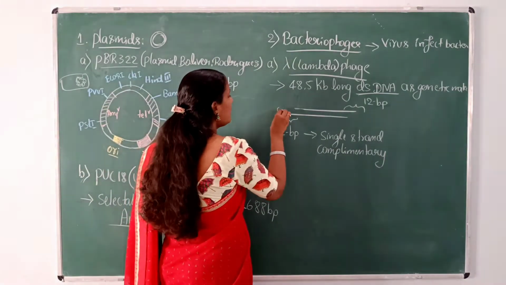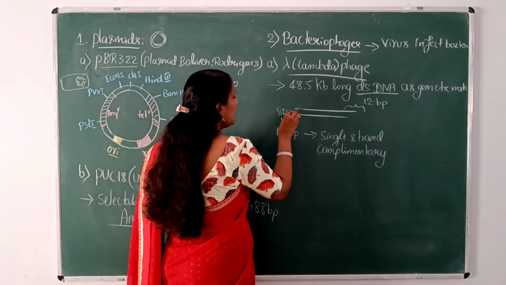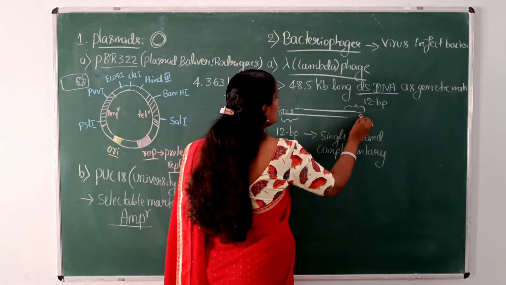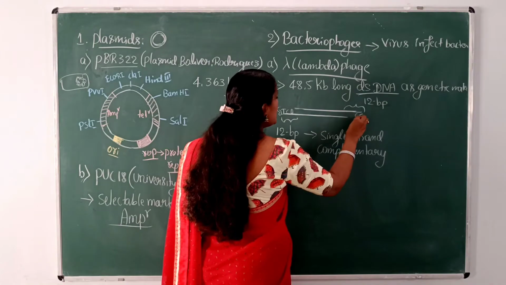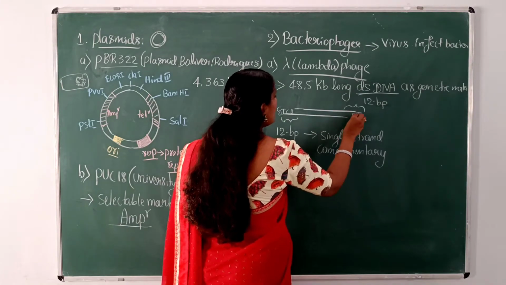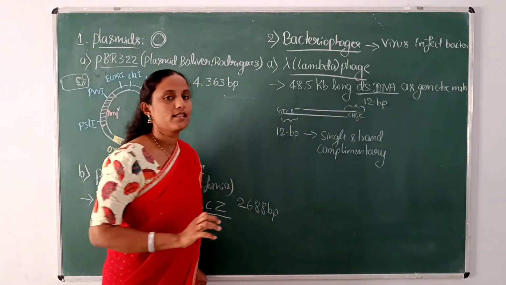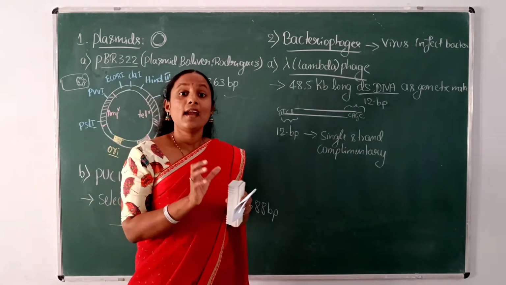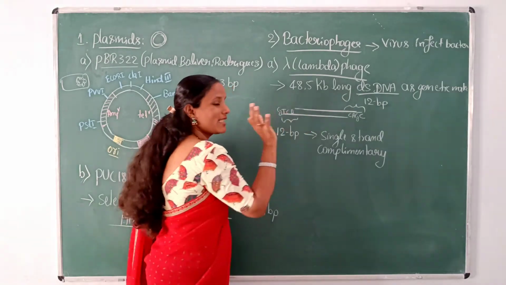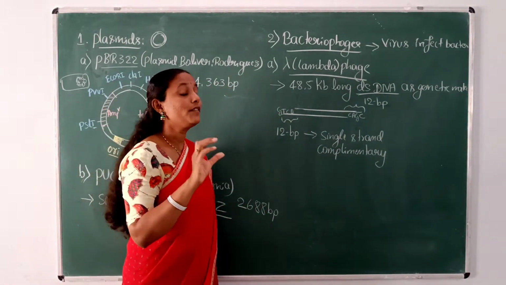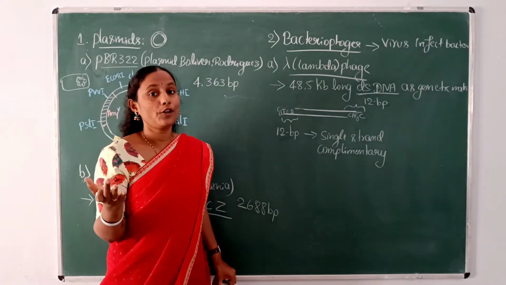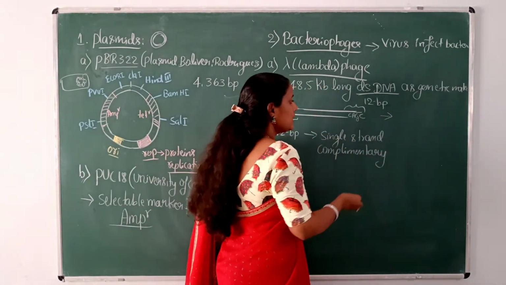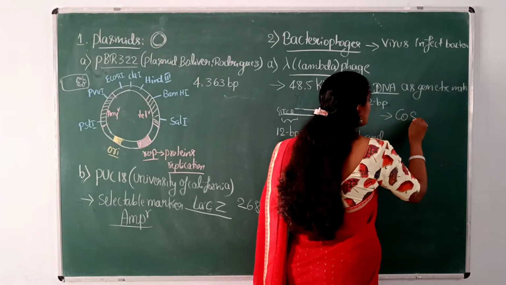Suppose here it has a G, T, C, A sequence like this, and here it will have a sequence like C, G, A, C. If it is complementary, they can base pair easily. So this site, which is complementary and capable of undergoing complementary base pairing, in the bacteriophage is called the cos site.